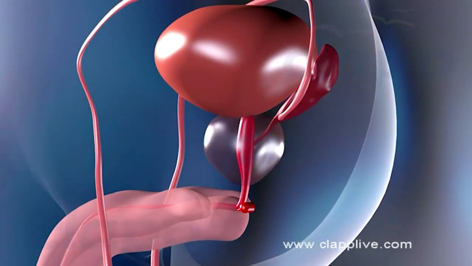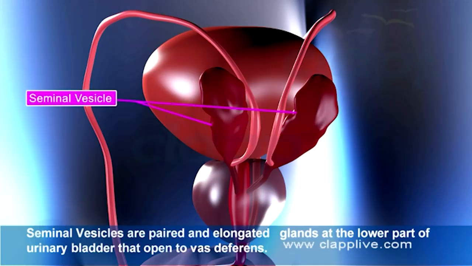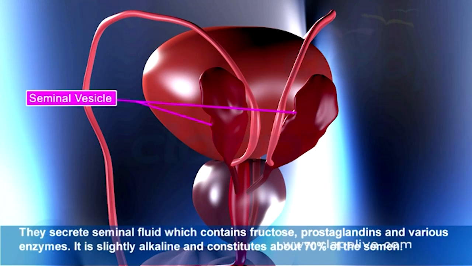Vas deferens receives a duct from the seminal vesicle and forms a common duct, the ejaculatory duct, which finally opens at urethra. Seminal vesicles are paired and elongated glands at the lower part of the urinary bladder that open to vas deferens. They secrete seminal fluid which contains fructose, prostaglandins, and various enzymes. It is slightly alkaline and constitutes about 70% of the semen.